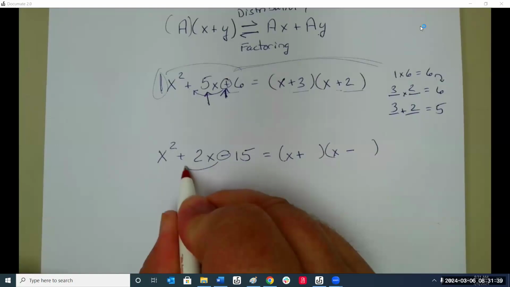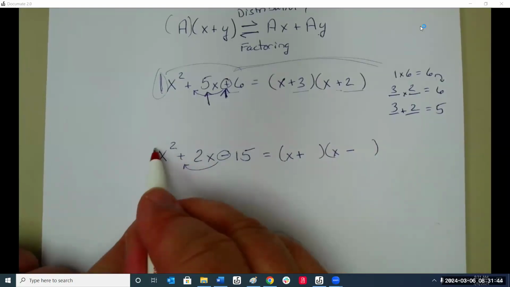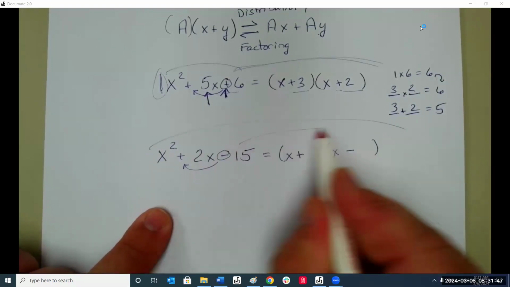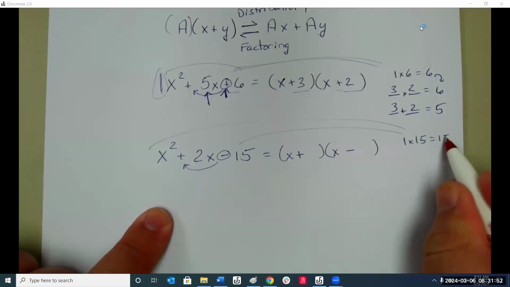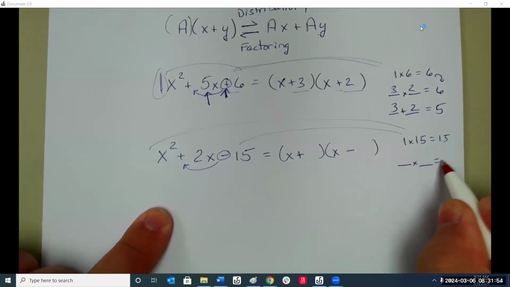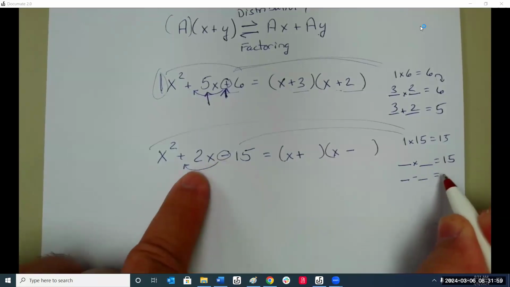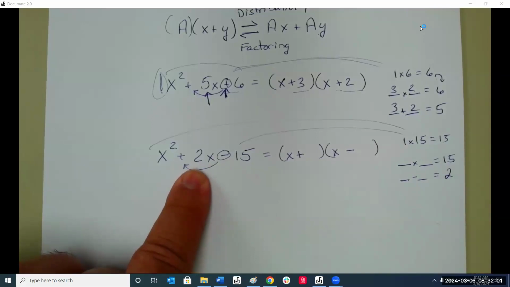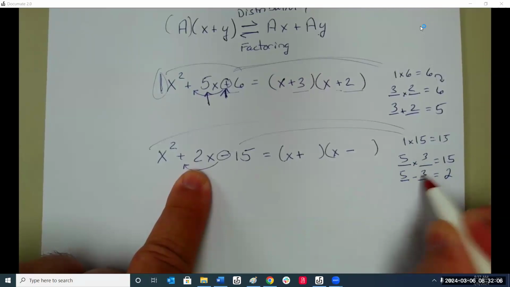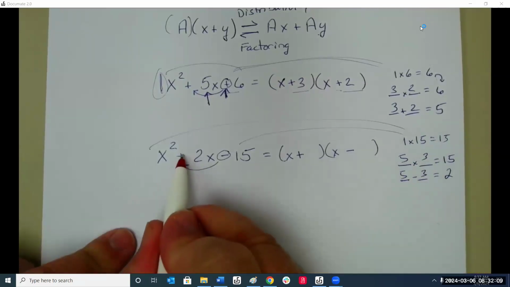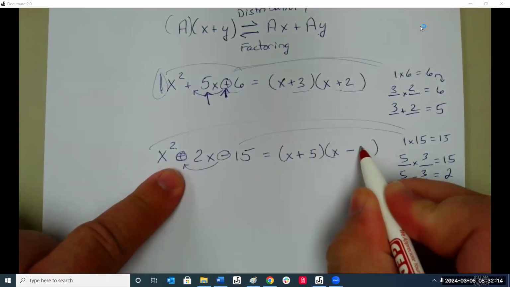And the bigger number gets that one. So now we look at 1 times 15 equals 15. So what times what equals 15, that when we subtract them, we get 2? Yeah, 5 and 3. 5 minus 3. And the bigger number gets the plus. So the 5 goes here and the 3 goes there.